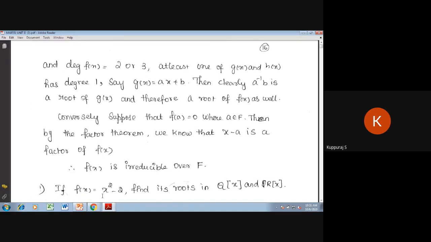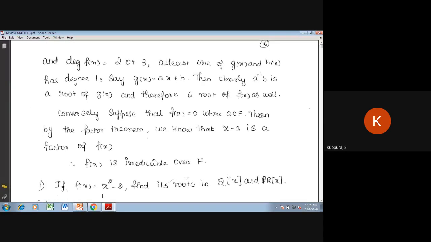And degree of f of x is equal to 2 or 3. Okay, degree of f of x is 2 or 3. So at least one of the polynomials, either g of x or h of x, should have degree 1. Okay, so I consider g of x as ax plus b, that is a linear polynomial.